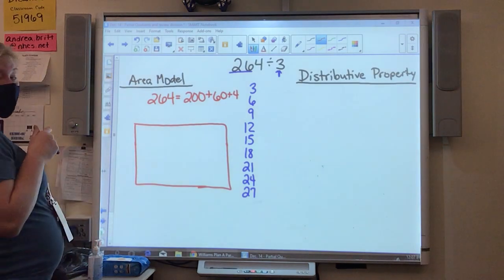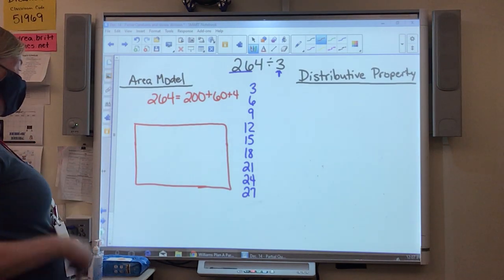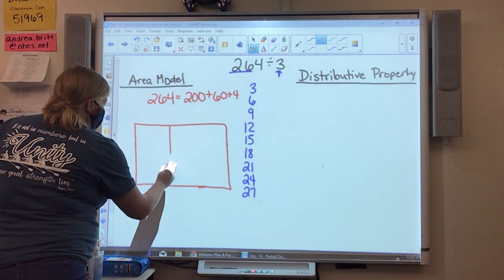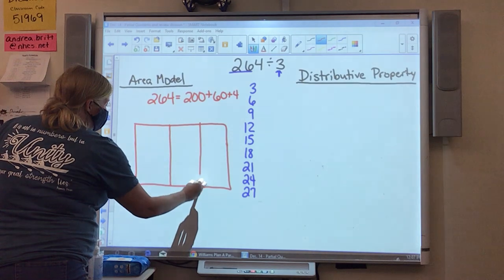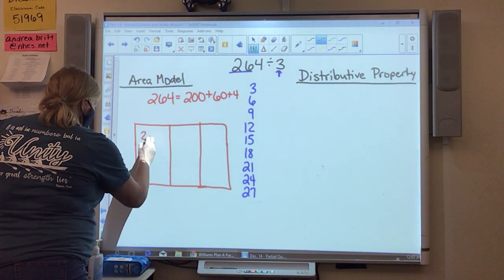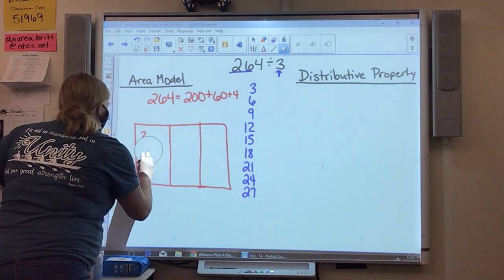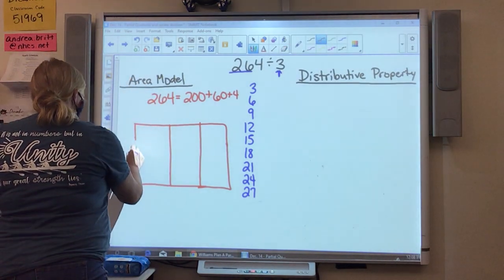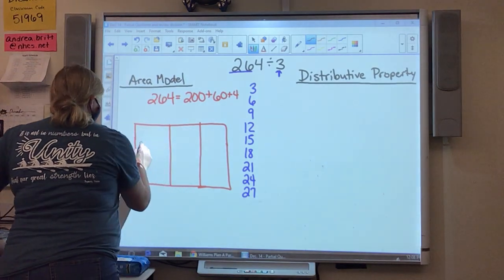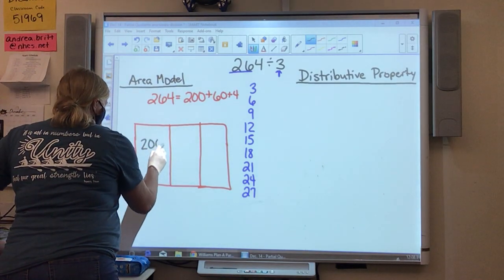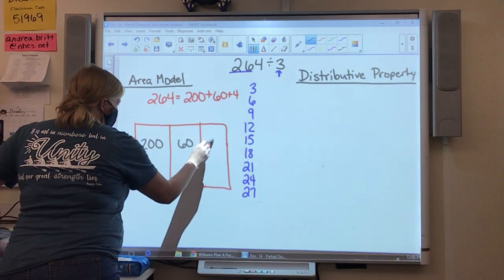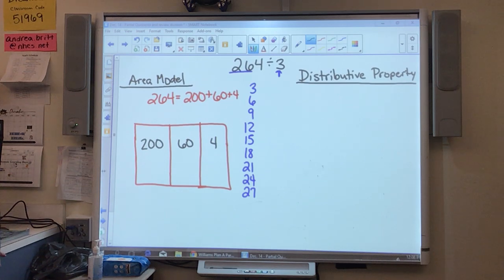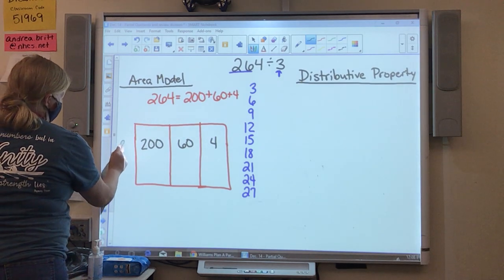We did do a review problem this morning on our math lesson, but some of you missed it. So we've got 200, 60, and 4. Hang on. These markers just aren't thin enough. I'm going to put it in black. 200, 60, and 4. What are we dividing by? We're dividing by 3.